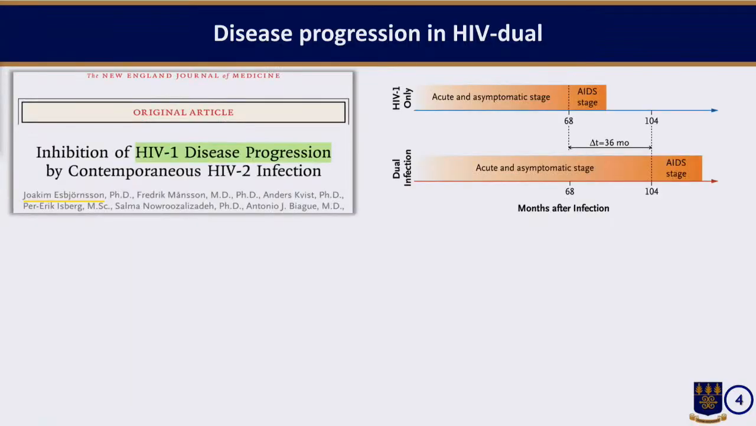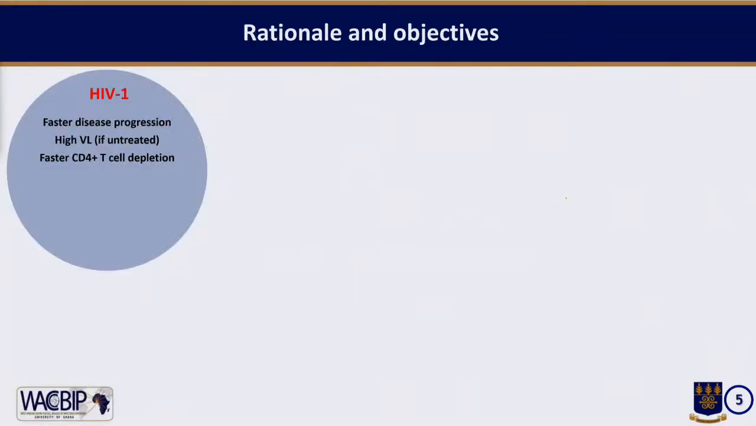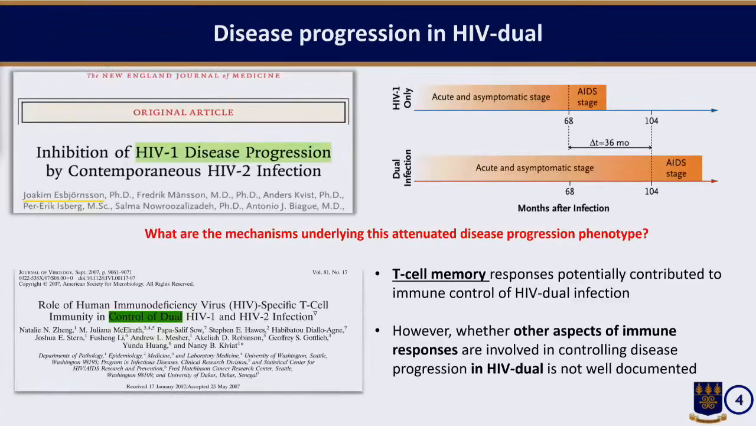Subsequent studies have also looked at how disease progression occurs in these individuals. And what has been reported is that those who have HIV type 1 alone tend to progress a bit faster compared to those with HIV dual infections. Again, the question is what mechanisms underlie this attenuated disease progression phenotype? So studies have implicated T cell memory responses in trying to control the dual infection among these individuals. However, what we don't know is whether other aspects of immune responses are also involved.